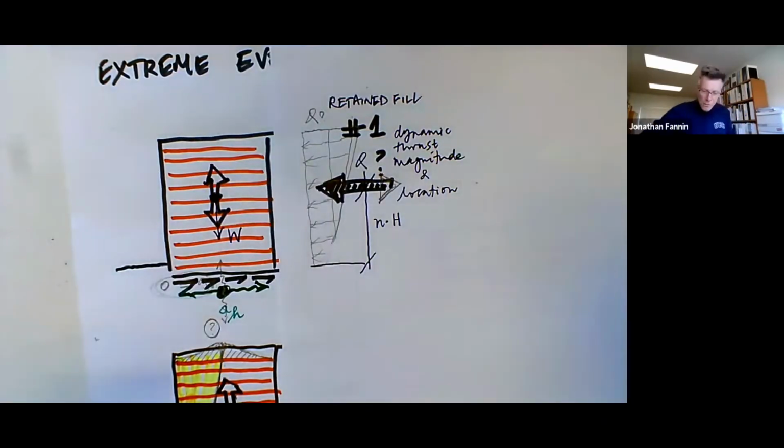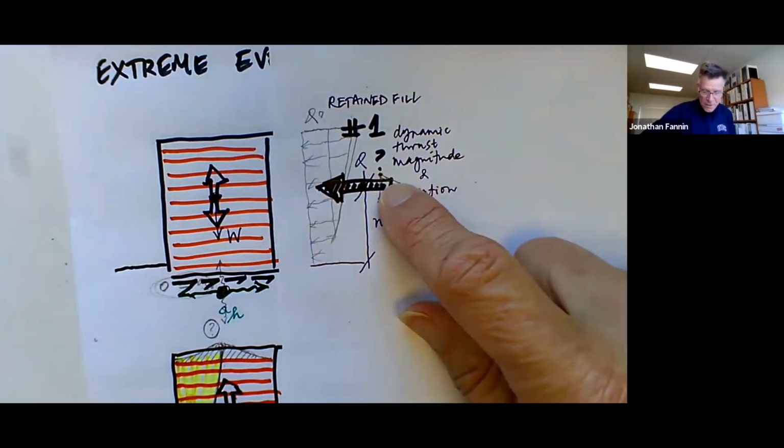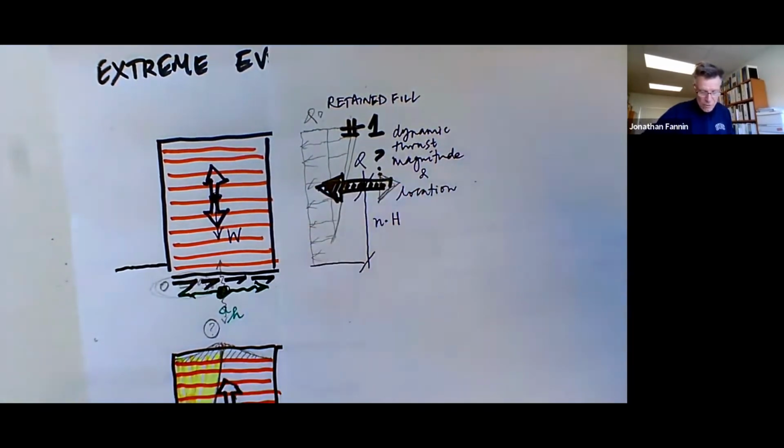Reinforced soil walls. So the retained fill is producing a dynamic thrust, and we want to know its magnitude and location.